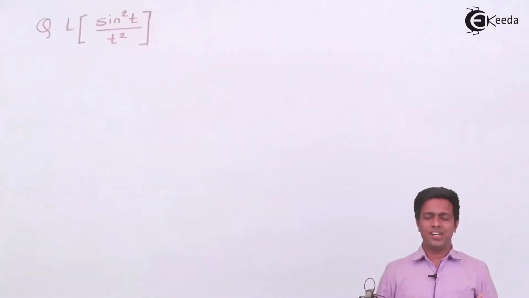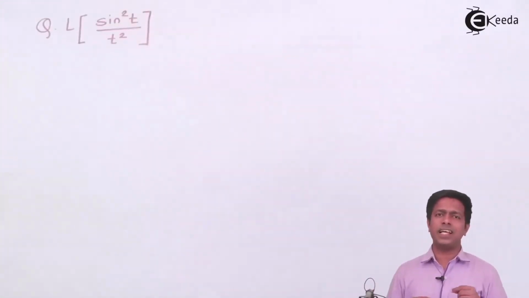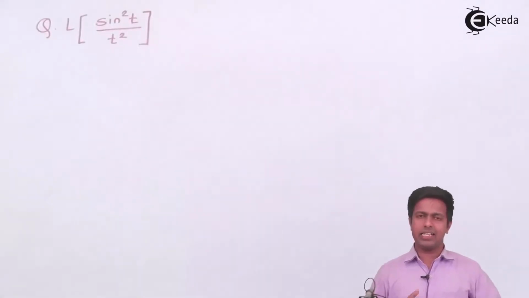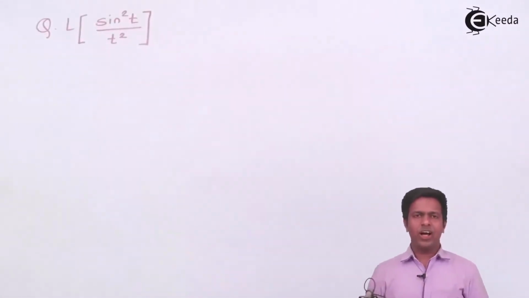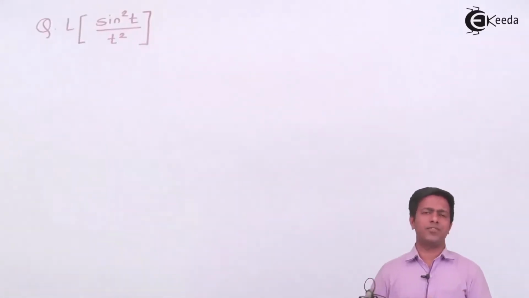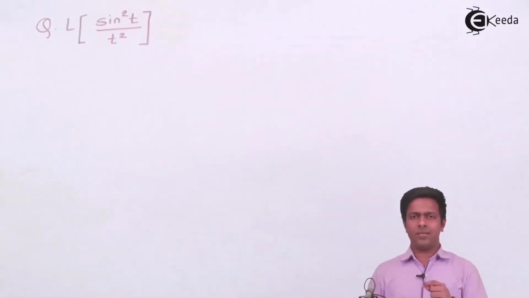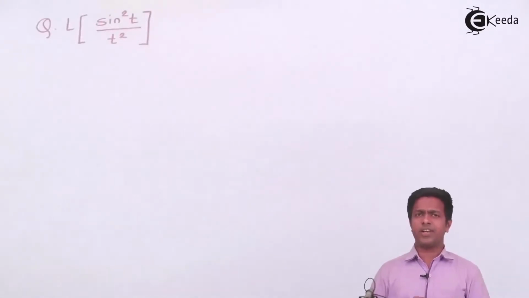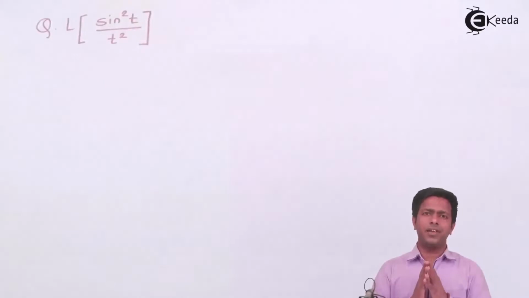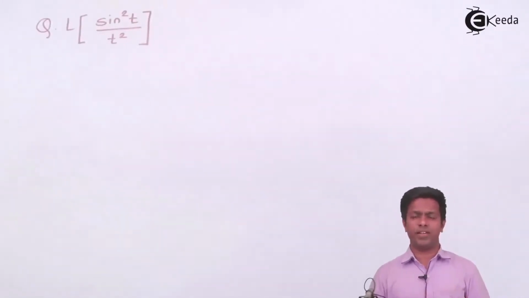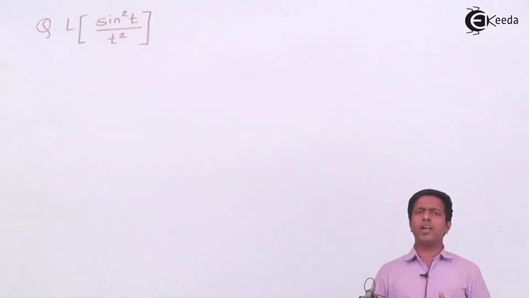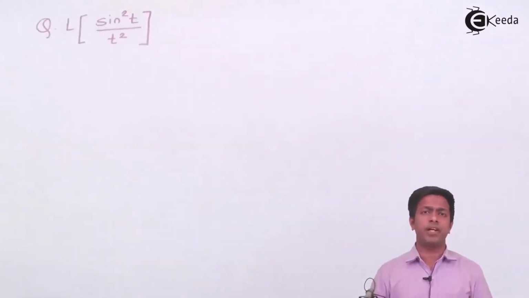So guys, here we have to find out Laplace of sine square t upon t square, and as I said, in the denominator we have t square. So how to get the Laplace of this function? By looking at t square in the denominator, it reminds me of one property, that is division by t property or division by t theorem. So how to get the value of this integration by using the division by t theorem?